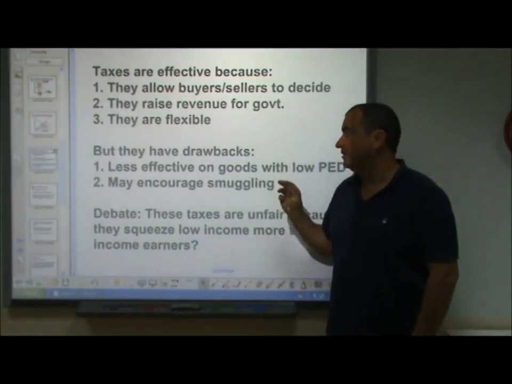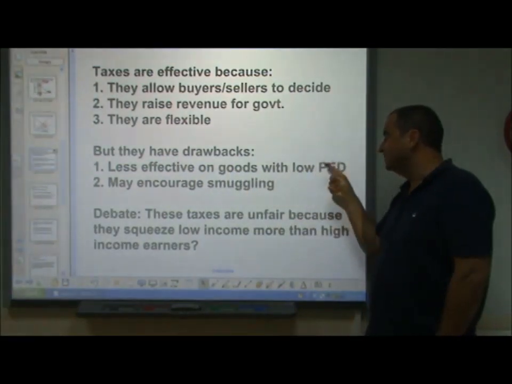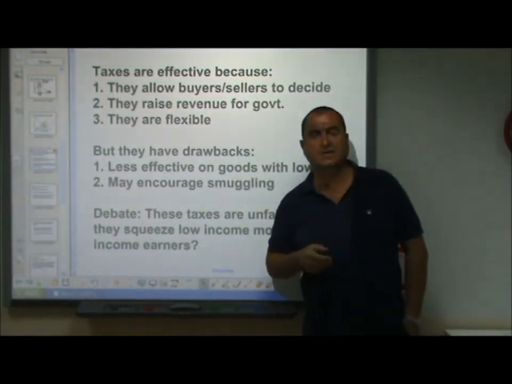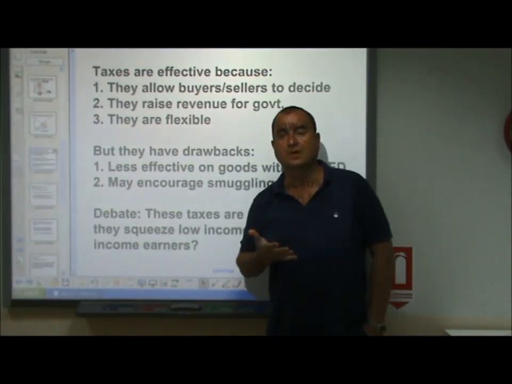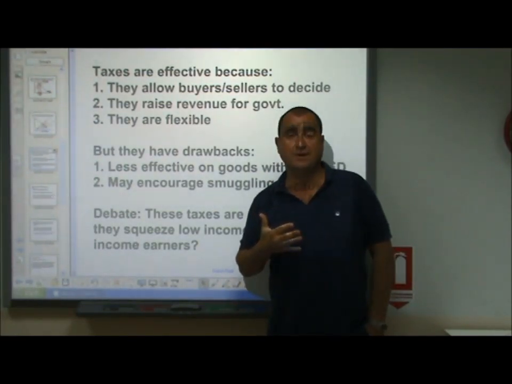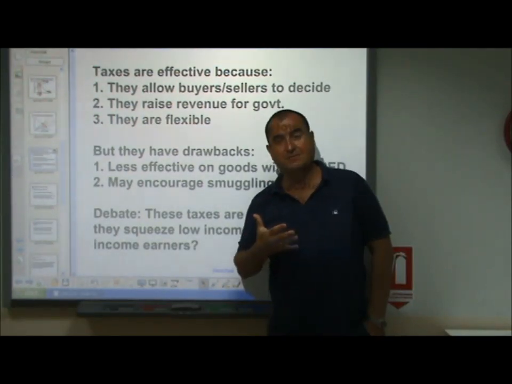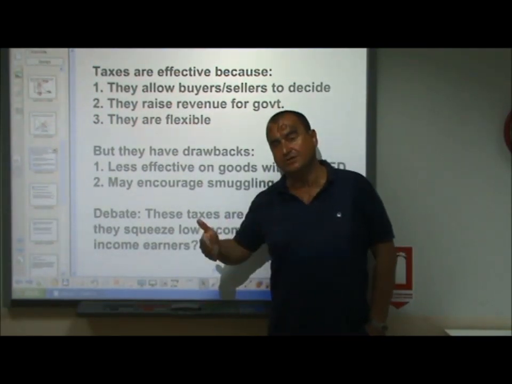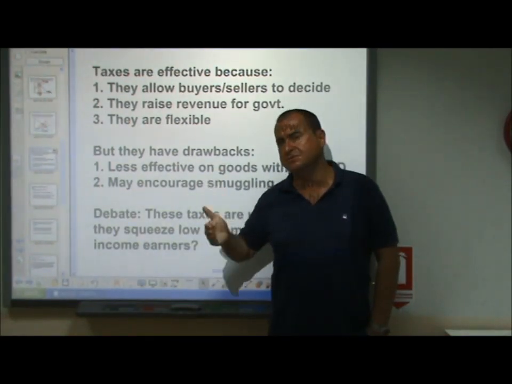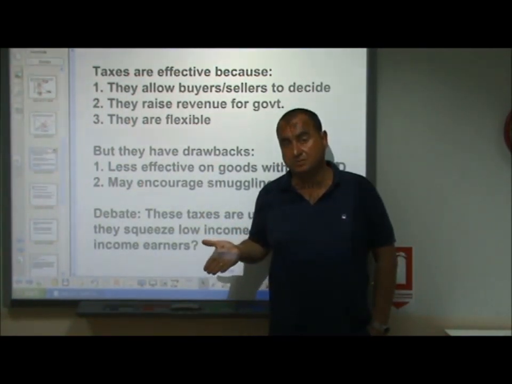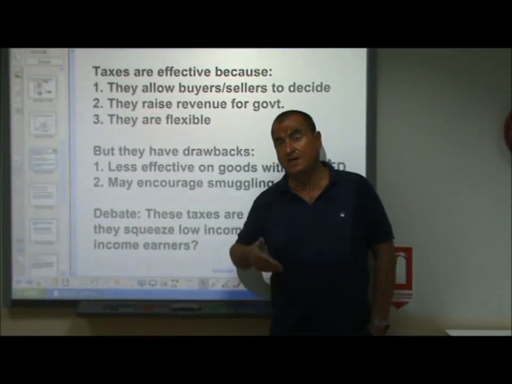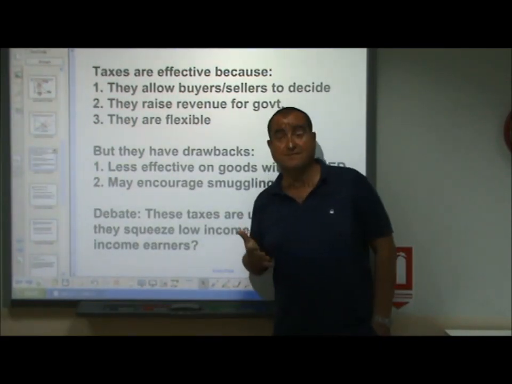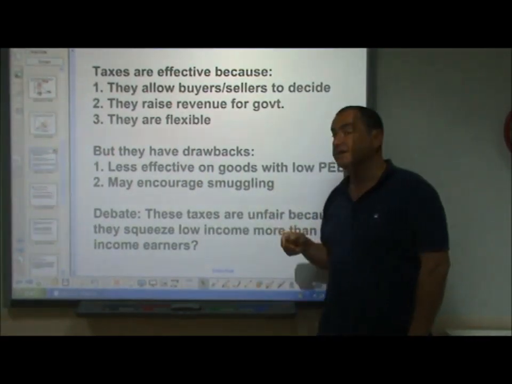However, they have drawbacks. Of course, taxes are less effective on goods with low PED. So unfortunately, indirect taxes on cigarettes, alcohol, and petrol may not actually reduce the quantity demanded very much. It might raise a lot of revenue for government because consumers continue to buy the good. It takes a significant rise in the price to reduce the quantity demanded much at all if the good has inelastic demand. And of course, goods like alcohol and tobacco, which are addictive, probably do have inelastic demand, so they may not be very effective, and it may encourage smuggling.